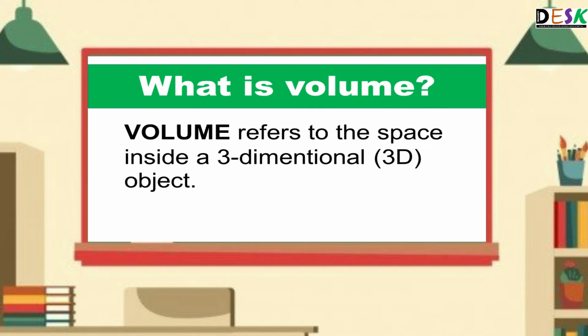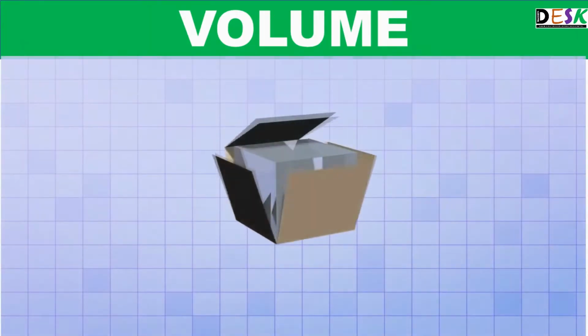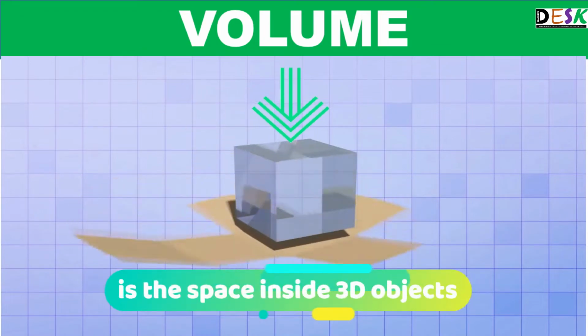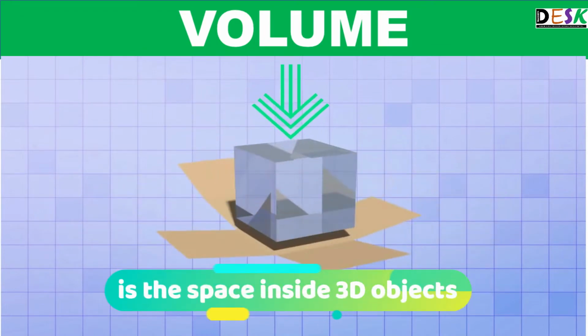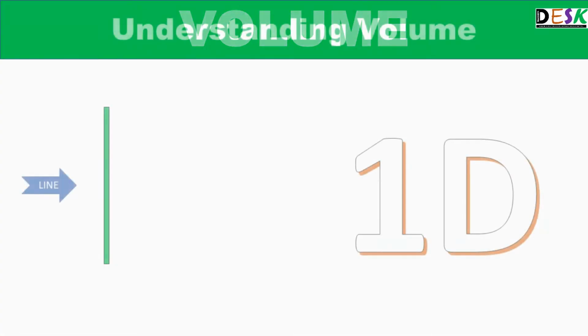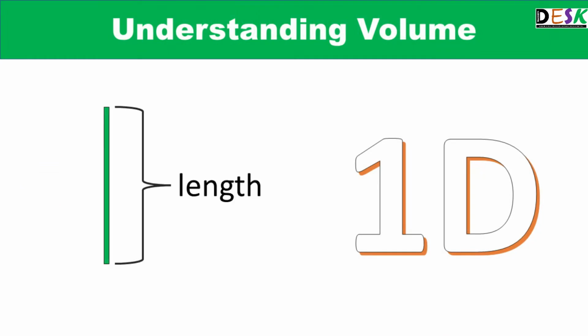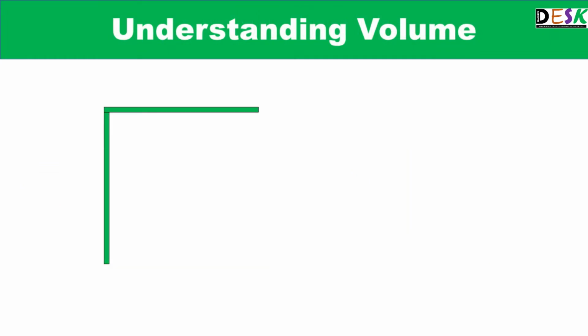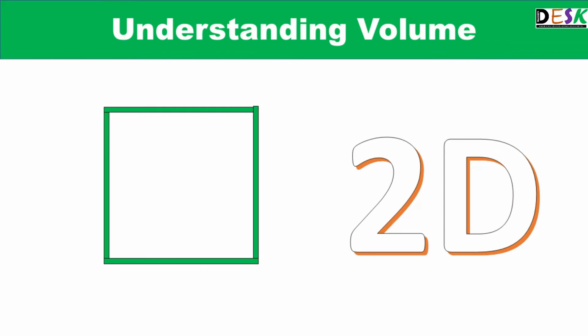Volume refers to the space inside a three-dimensional object. But before we can understand better 3D objects and their volume, we should step back a bit and recall where these 3D objects came from. It all started with a 1D object called the line. A line has length. Connecting lines strategically makes 2D objects called polygons.